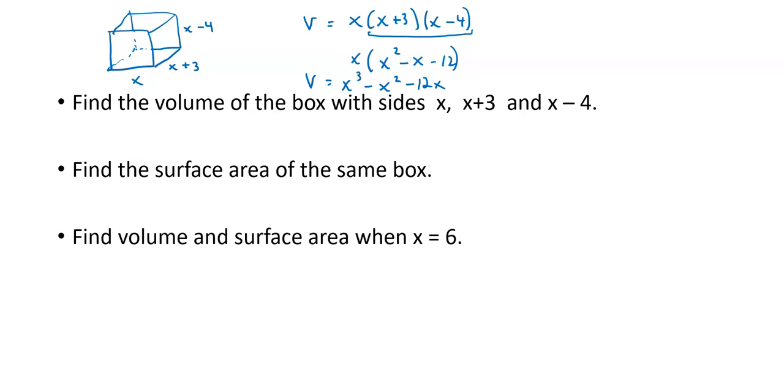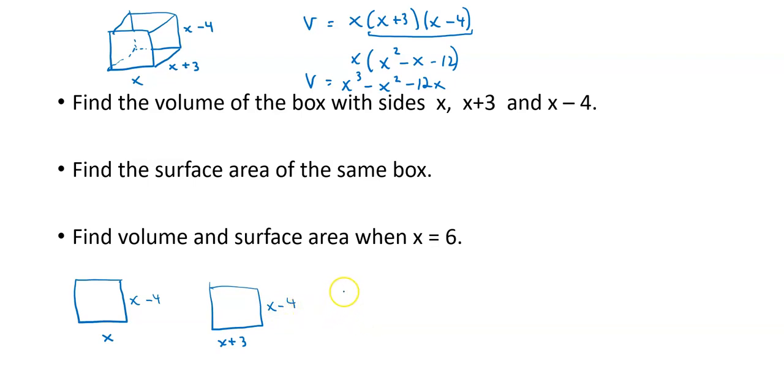The second part's a little bit harder. The second part says find the surface area of the box. So the surface area is the amount of cardboard that I need to build this box. So let's look at the faces. The front face of the box is x by x minus 4. The right side of the box is x plus 3 by x minus 4.